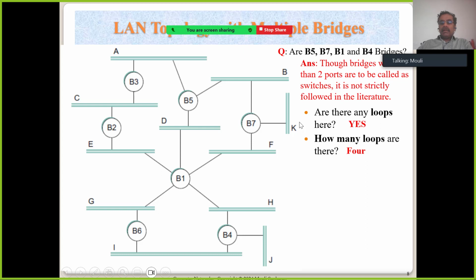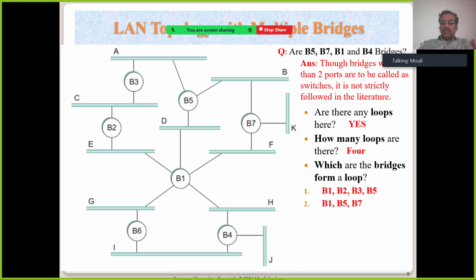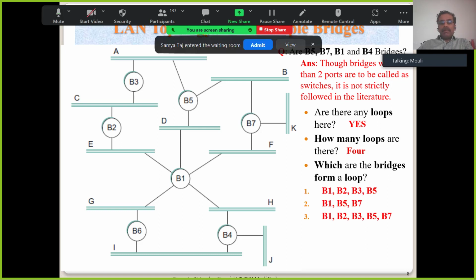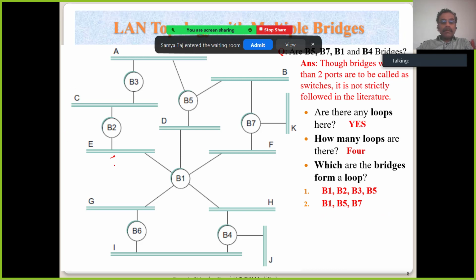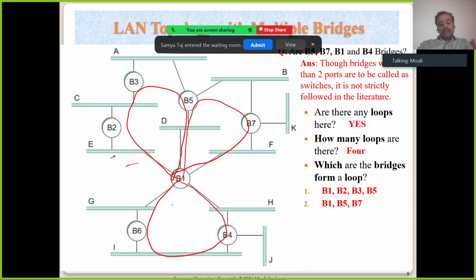These are all very standard questions which you can answer. Now which are the bridges forming a loop? Maybe I can tell you. This is one loop, and this is one loop. I'm going to draw a nice flower. This is one loop. What else?